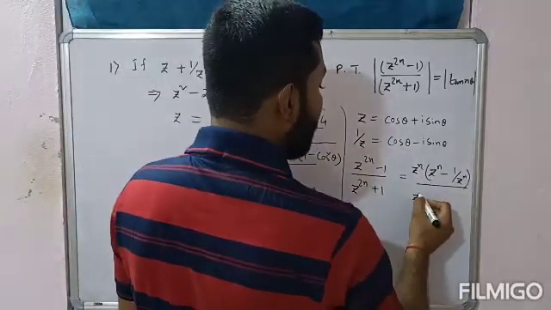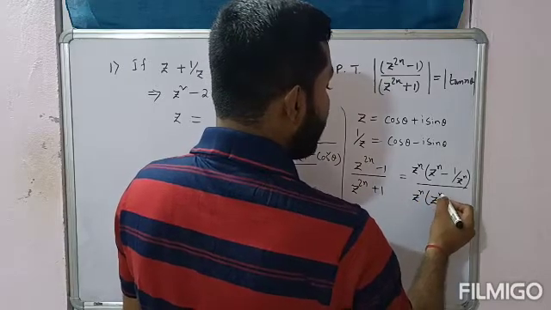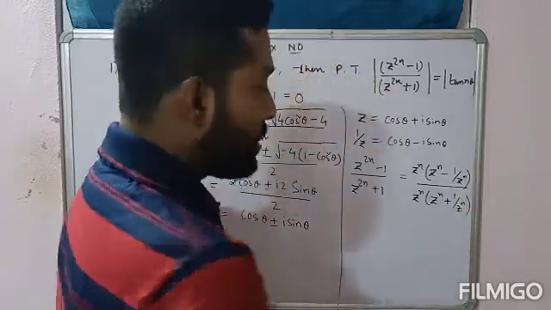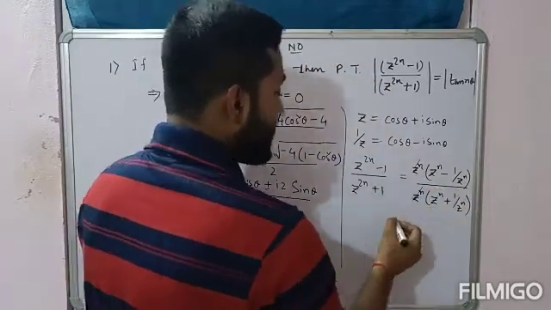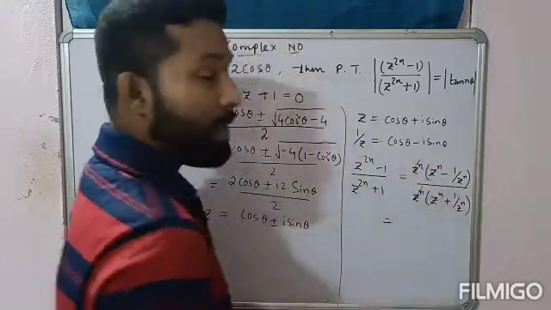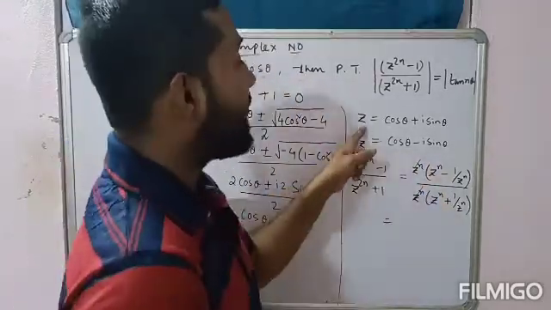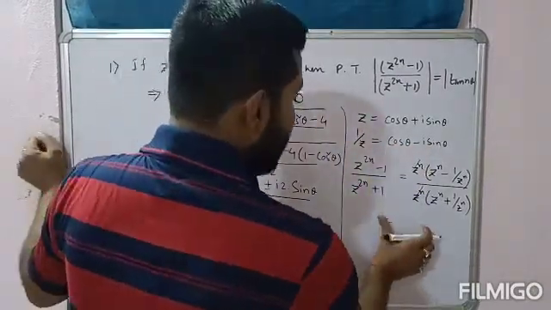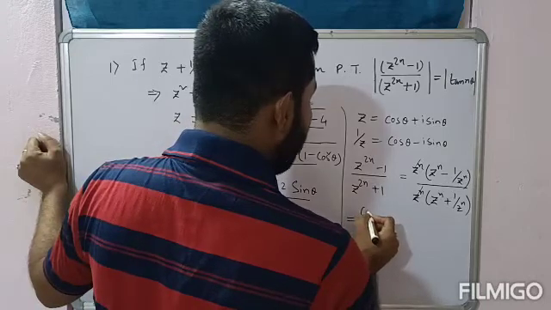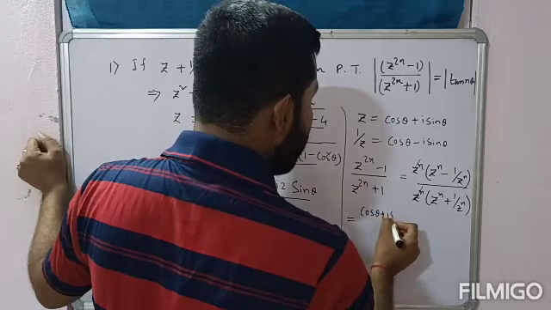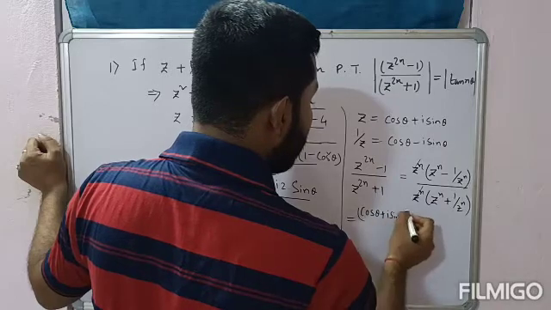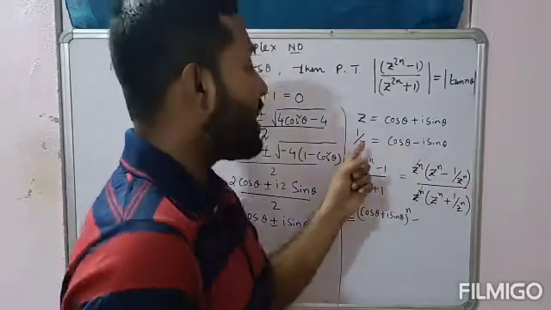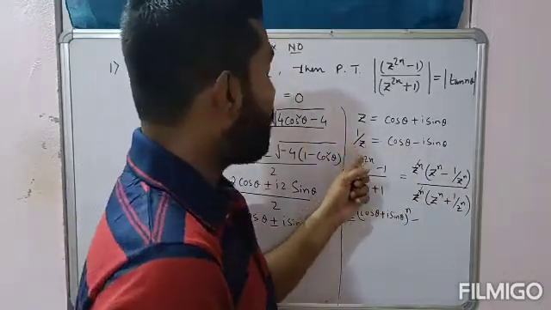Similarly from the denominator also, if we take z power n common, then this will be z power n plus 1 by z power n. So z power n will be cancelled. What is the value of z to the power n? Look at here. Since z is equal to cos theta plus i sin theta, then z to the power n will be cos theta plus i sin theta whole thing to the power n, minus 1 by z to the power n. That is the reason why I have found out this value 1 by z.